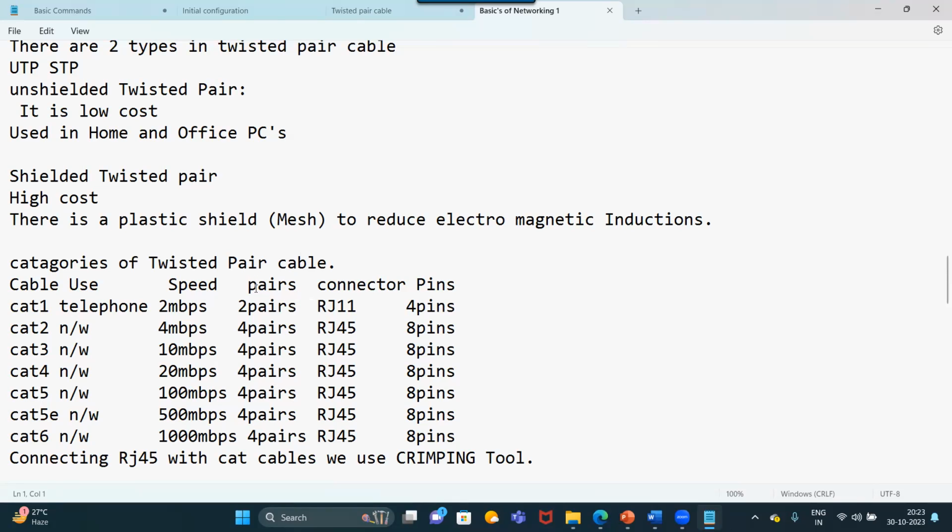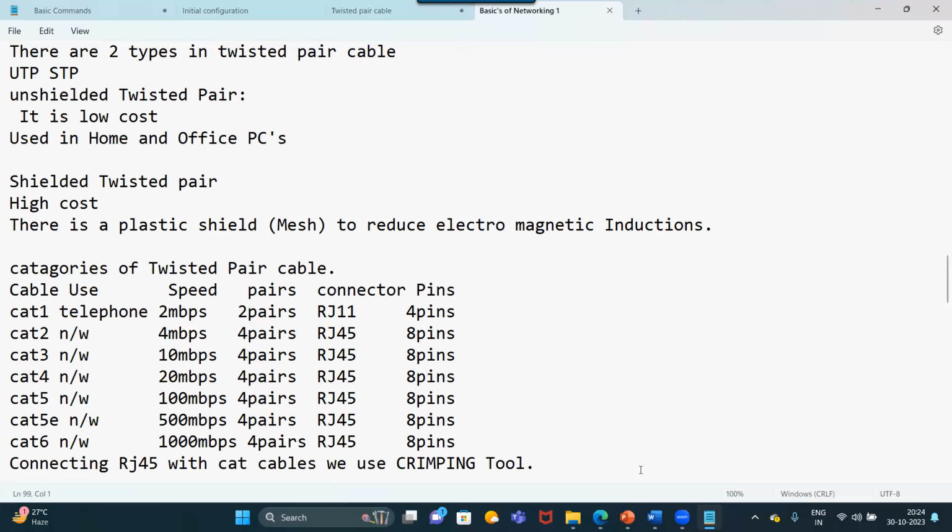The connector for Cat1 cable is RJ11. If you see a landline connection, there you can see a small pin. That pin's name is RJ11. And the connector for Cat2 to Cat6 is RJ45, registered jack 45. In our internet connections, if you are connecting to the CPU, you can see one small connector. The connector name is RJ45. RJ11 and RJ45 both look the same. Then what is the difference between RJ11 and RJ45? The number of pins. RJ11 has 4 pins, RJ45 has 8 pins. And for connecting RJ45 with Cat cables we use a tool. The tool name is crimping tool.